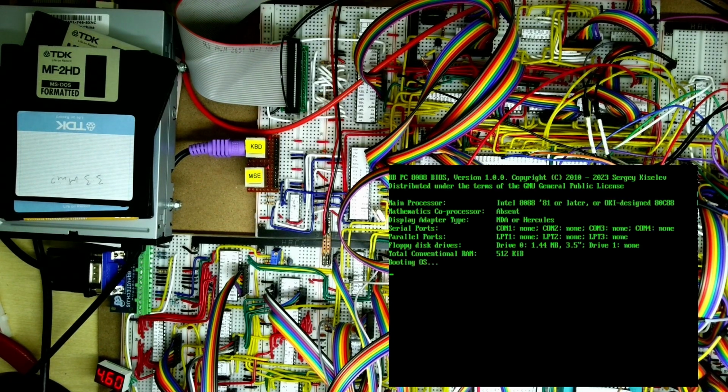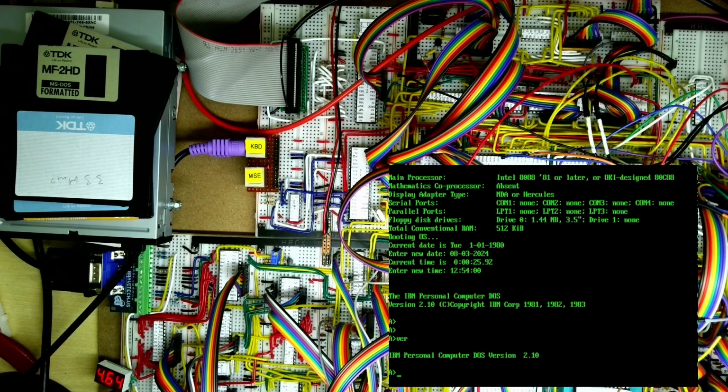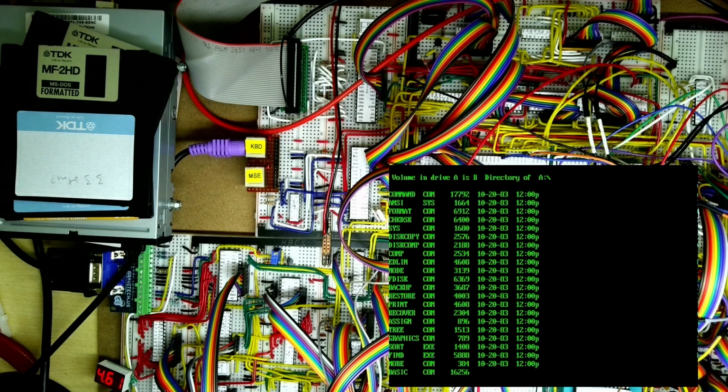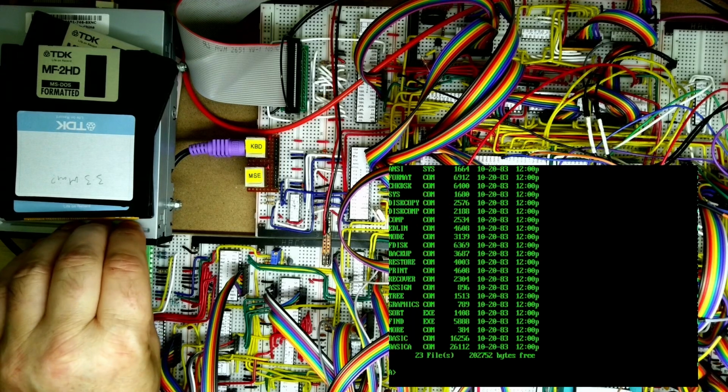So this is loading PC-DOS 2.10. I do need to put the dates. For some reason the real-time clock seems to have stopped working, so I'll need to have a look at that a little bit later. So we have PC-DOS. So that's working there. So now we're going to try 3.3.